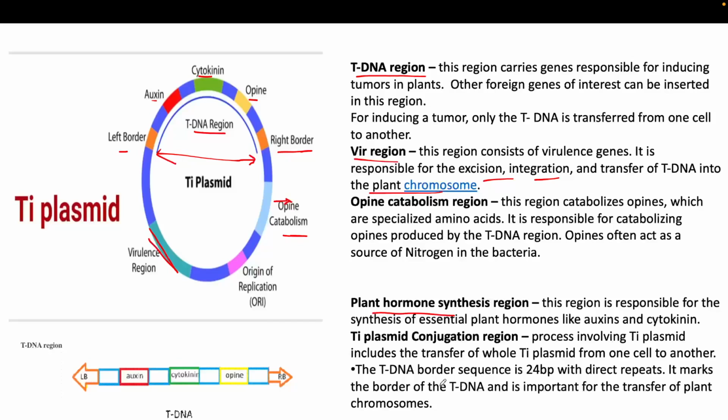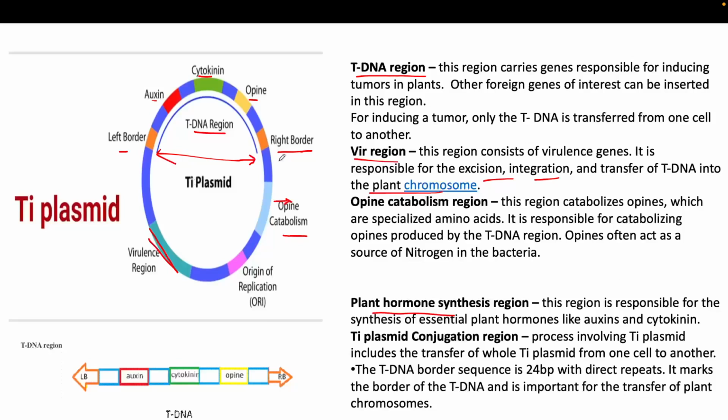Okay, and it is this T-DNA border sequence. Here there are two border sequences. One is the left border sequence and this is the right border sequence. Okay, and this sequence is a 24 base pair direct repeat. It marks the border of the T-DNA, and it is important for the transfer into the plant chromosome.